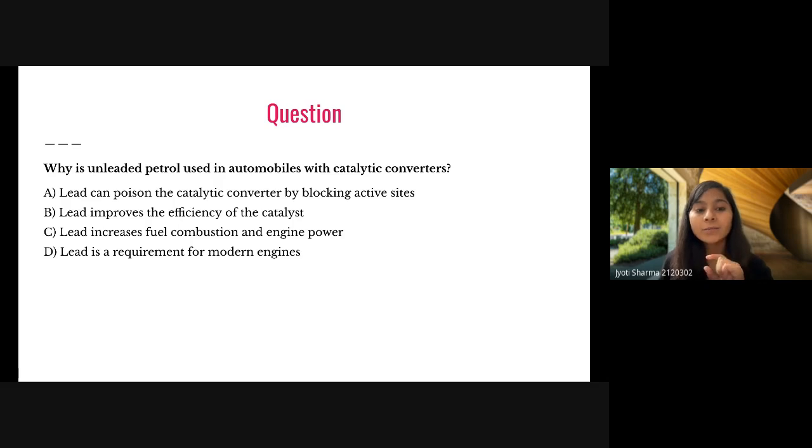So why is unleaded petrol used in automobiles with a catalytic converter? Initially in vehicles we did not have the catalytic converter. That catalytic converter helps to complete the combustion in any automobile, right? And if we do have any lead in that petrol, that lead will block the active sites of the catalytic converter, and that's why the complete conversion of the compounds into harmless species will not happen if we have lead in our petrol.